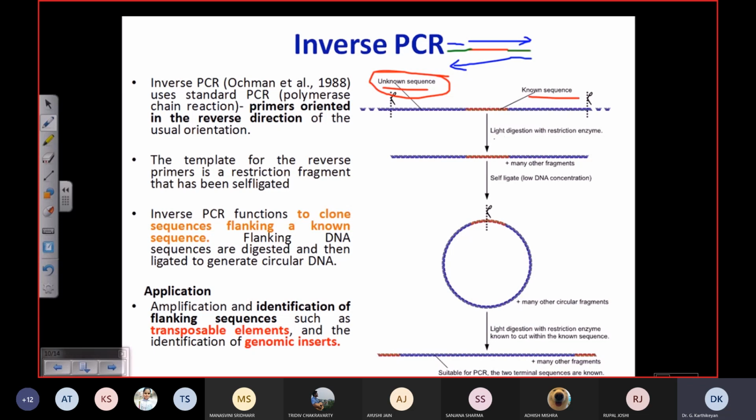We can achieve it by utilizing light digestion with restriction enzymes. So we make the digestion with restriction enzymes, and after digestion of this unknown sequence with restriction enzymes, a random kind of digestion, it will provide the overhang, right?